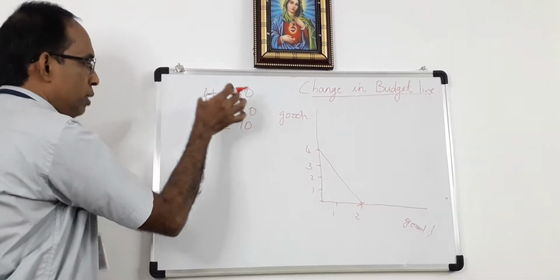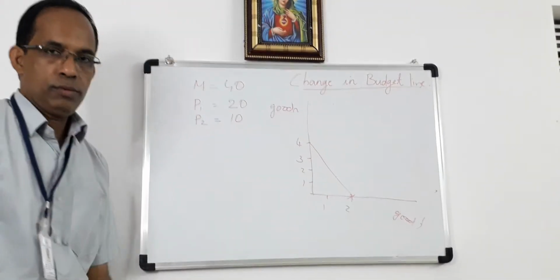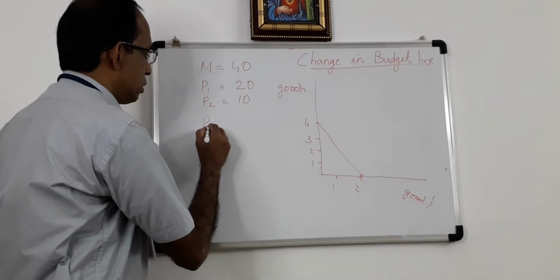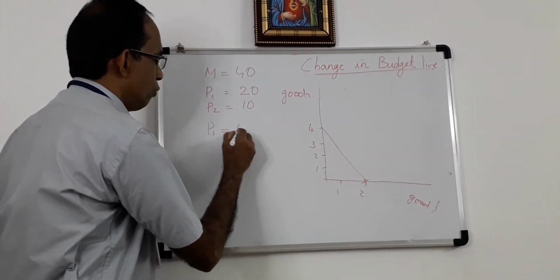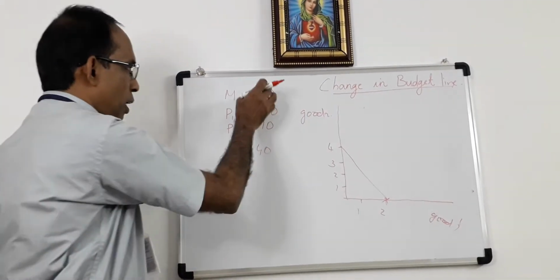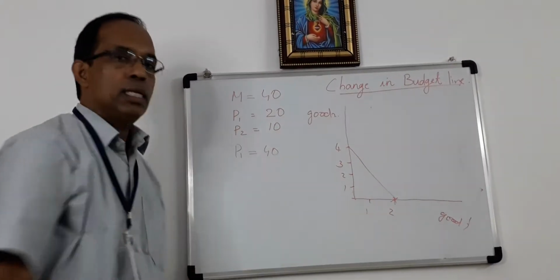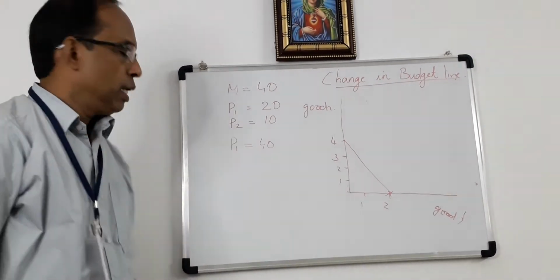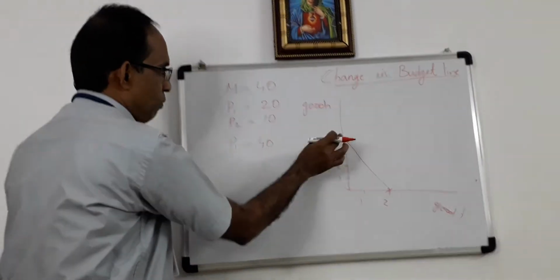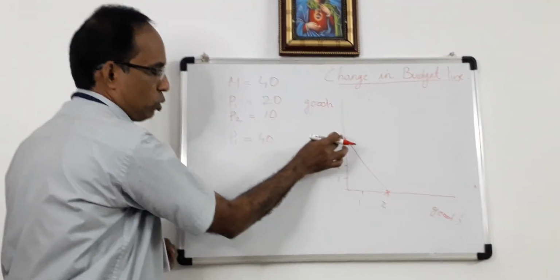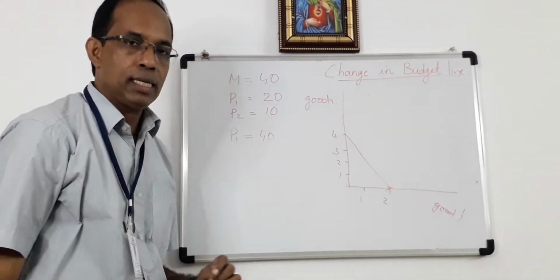Now the price of good 1 increases. Price P1 increases to 40. What happens to the budget line? Income and P2 remain the same. What happens to this budget line? Now there is no change in the y-intercept because m and P2 remain the same. So there is no change in the y-intercept.